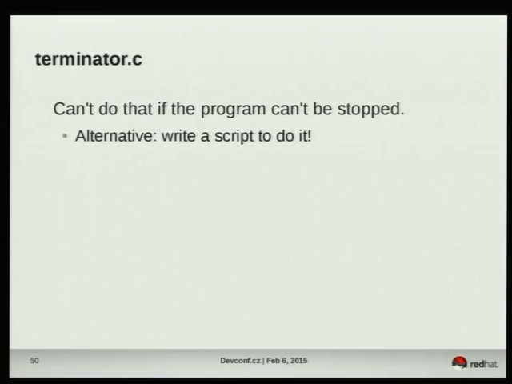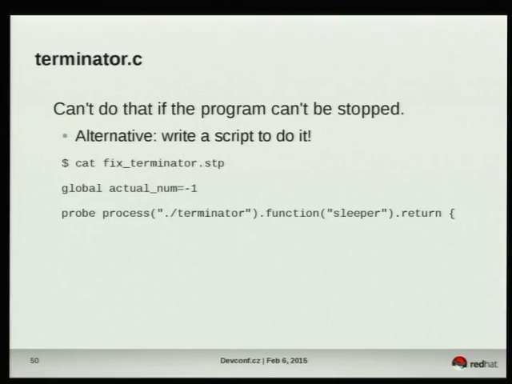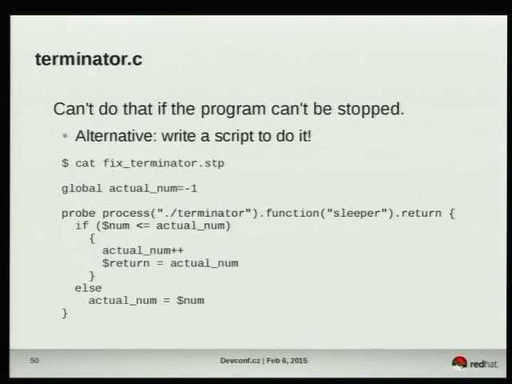We can write a script instead. So if we're going to write this script, we're going to have a variable to track what the actual number is. We're going to set it to -1 because it can never be that. We're going to be interested in when the sleeper function returns, what value is going to be there. Well, if the actual value that's being returned is less than our variable, actual num, then that's an issue. So we want to increase our variable and then pass it back to the actual return variable. Right? So we're going to set the variable in the program. And then if it is running properly, we'll then just update our own variable and leave it be.